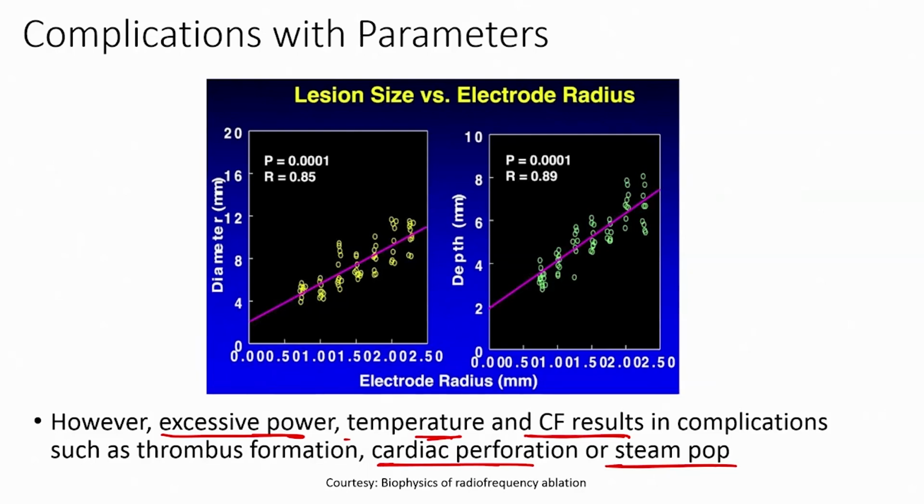So, that is why, if you see here, there is lesion size versus electrode radius, you can see the diameter here, and electrode radius here. In the same way, the depth versus electrode radius.